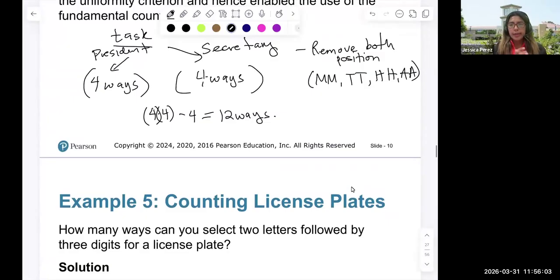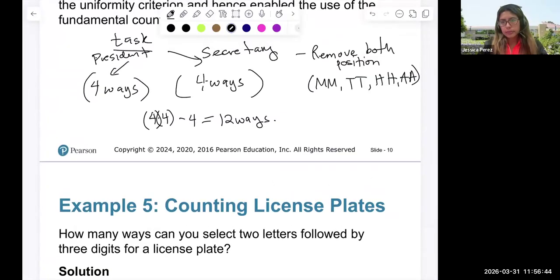So let's look at example 5. Let's start performing some examples. Alrighty, so let's go ahead and look at counting license plates. How many ways can you select 2 letters followed by 3 digits?